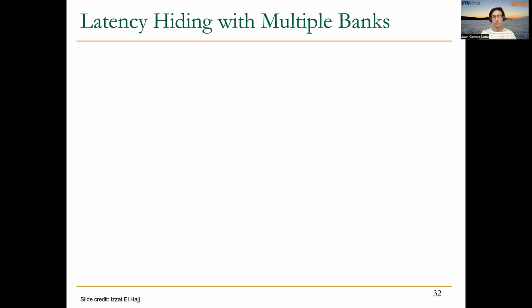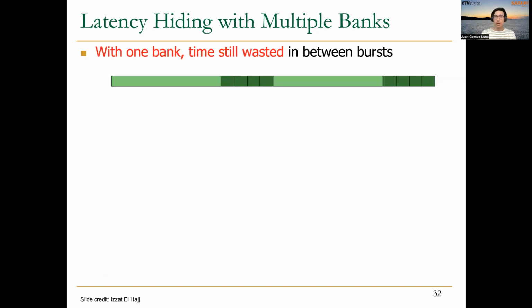In this specific slide, we are going to talk about multiple banks. If we have one bank, time is still wasted in between bursts, right? Because we can open one row and take some time, then we perform several accesses to that row, and then we have to close the row and open a new row. So still, as you see, we are waiting a long time in this timeline.